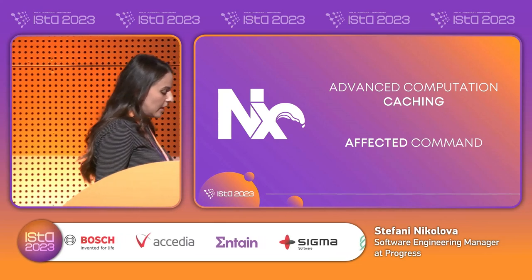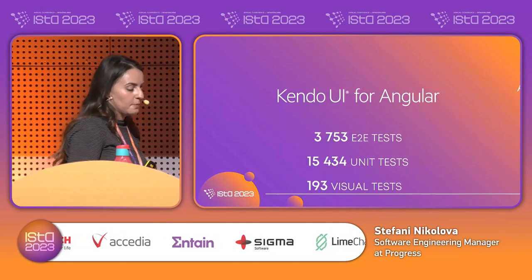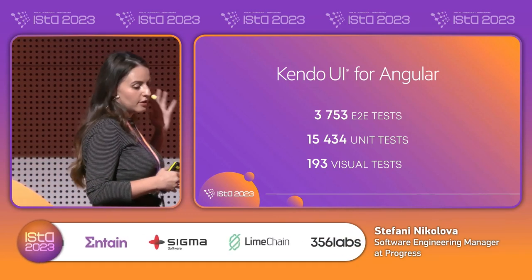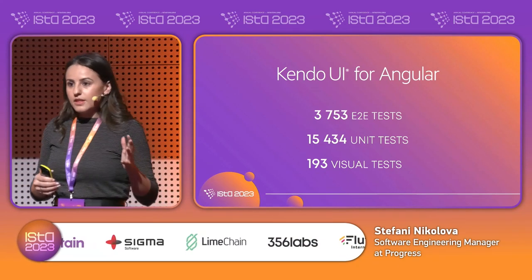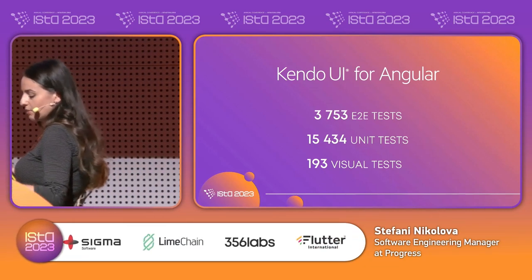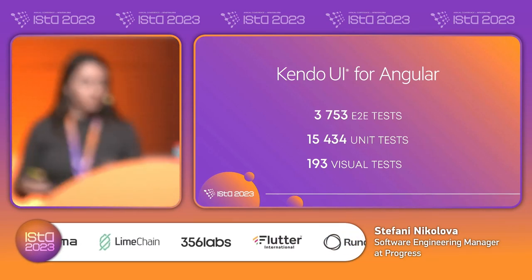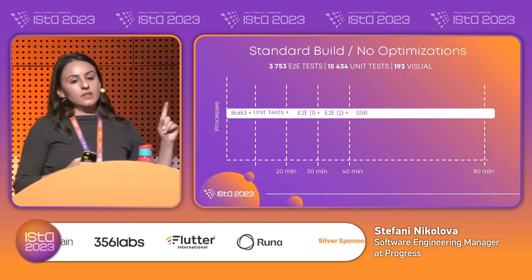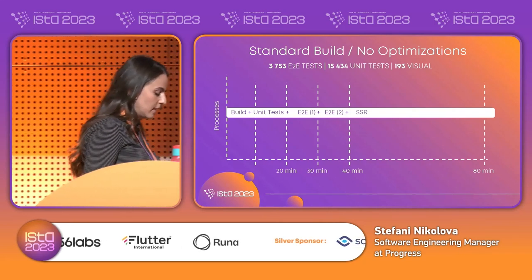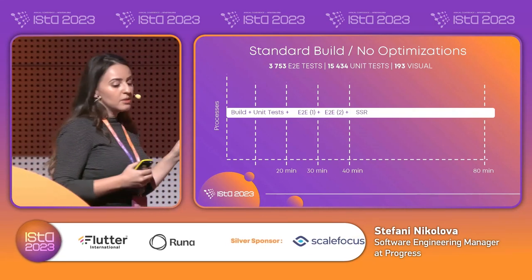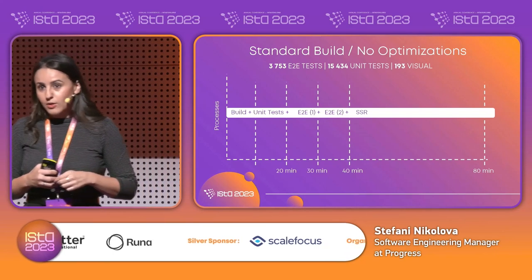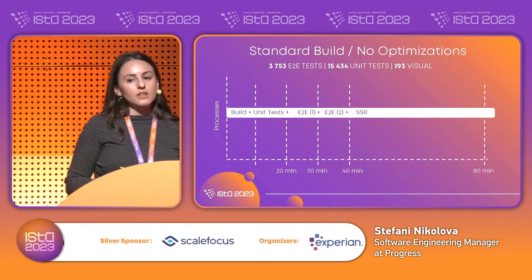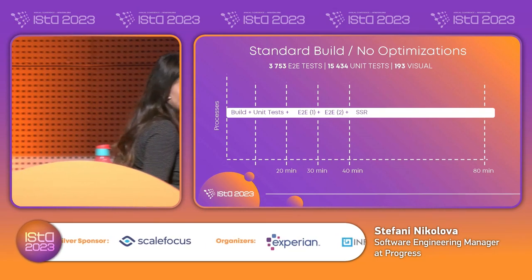Let me try and illustrate this with an example. In Kendo UI for Angular, we have thousands of tests. And instead of building only one library, it was building around 50, maybe more now. If we were to run all of these tests and build at once, that would mean having a build of an hour and a half or so, which is just unacceptable. We cannot live with that.